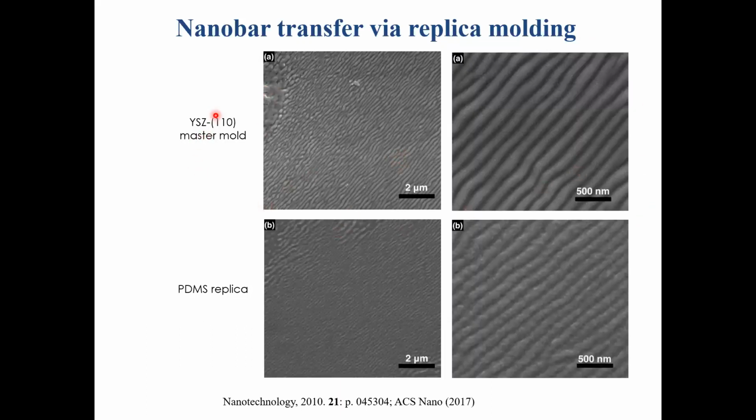And we actually showed that you can transfer the nanobars as well. So this is YSZ 110 nanobars and the PDMS replica. So it's in high magnification. This is on YSZ, and this is on PDMS by replica molding. You see some dislocation where the nanobars actually contact each other, some deformation.